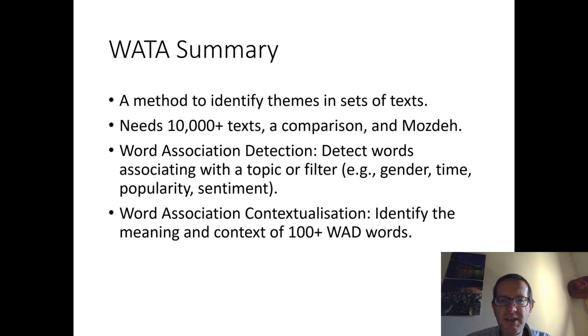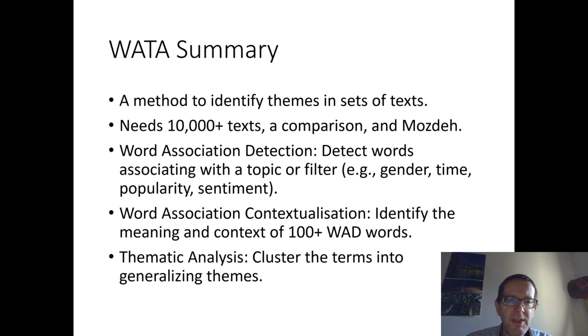And there's a word association contextualization stage, which you have to do. You read words and identify words in context and identify their meaning and their context. Ideally, do this for at least 100 of the words already detected. And then the thematic analysis is clustering the terms into generalizing themes, so that these themes are the main output of your analysis. For a normal thematic analysis, the themes would be the result of the analysis, and that's the same for word association thematic analysis. The themes are the output of the analysis.